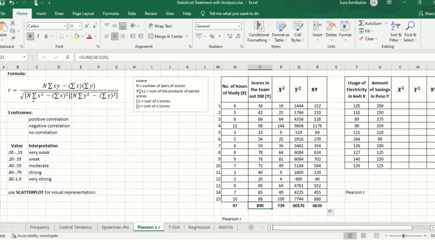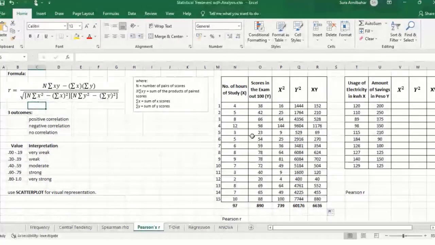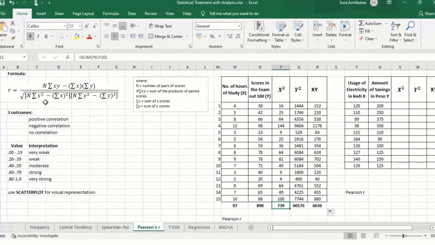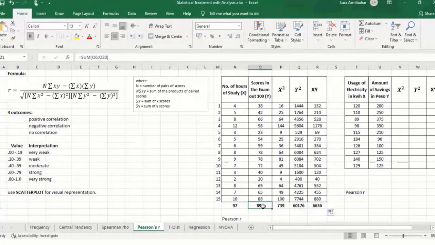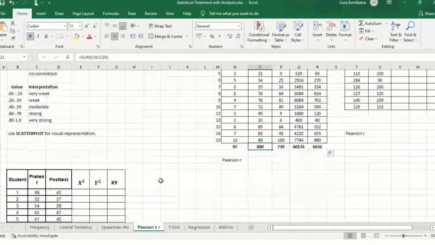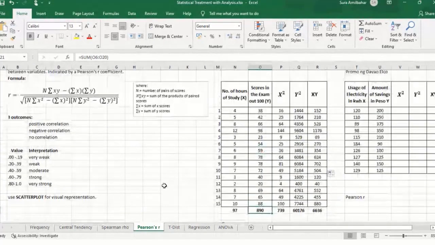Over the square root of first n, so 15 times the summation of x squared, this, minus the summation of x, but squared. Guys, you should already know how to read this. I assume that you know how to read this. Okay, times 15 again, times the summation of y squared, this, minus the summation of y, then square this. Good luck with what you get on your calculators.